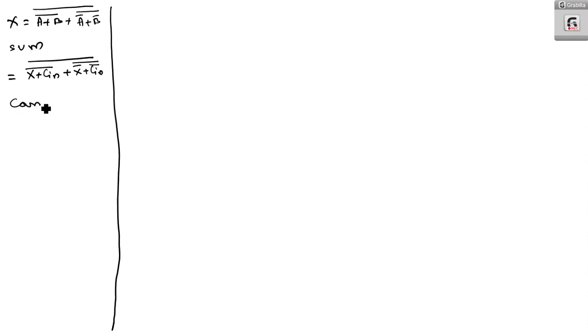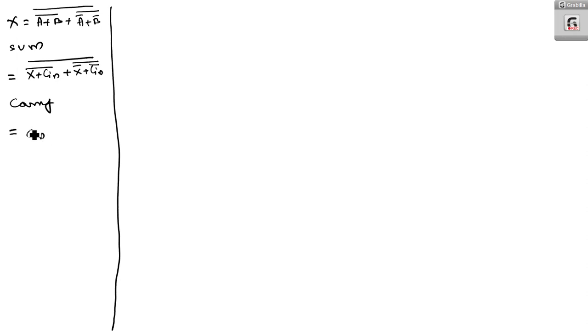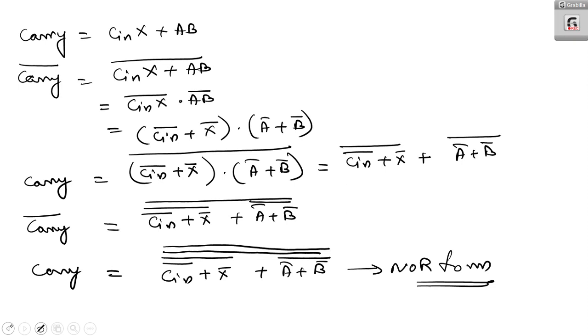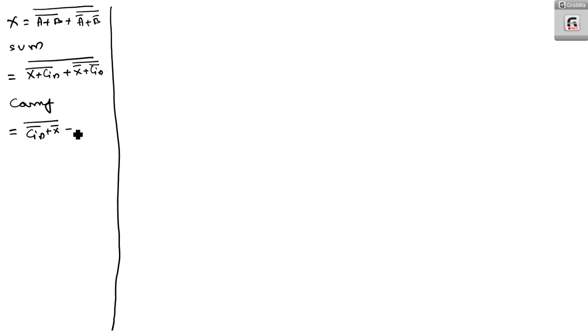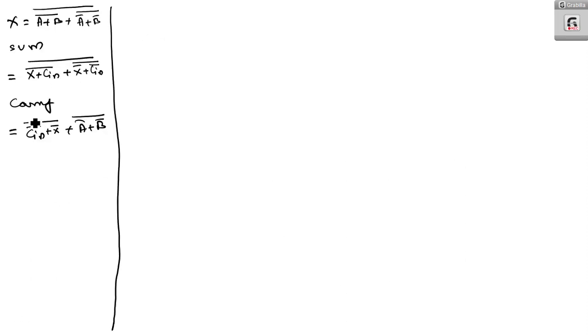Now coming into carry. What is carry? Carry is given by Cin bar or H bar the whole bar, or A bar or B bar the whole bar. Okay. Take the NOR of that and again complement it. So you got carry.